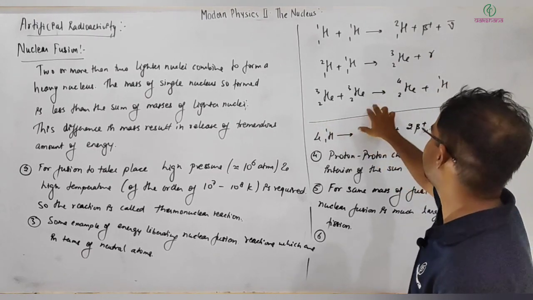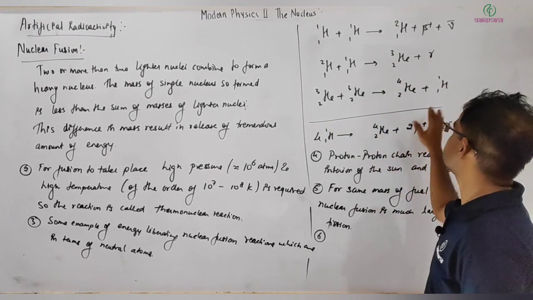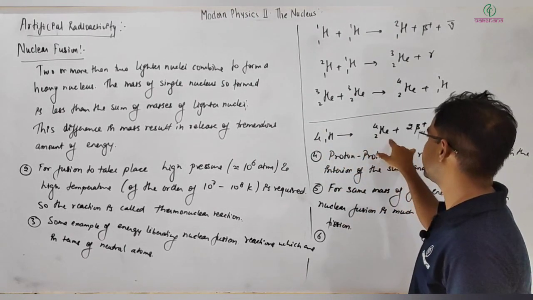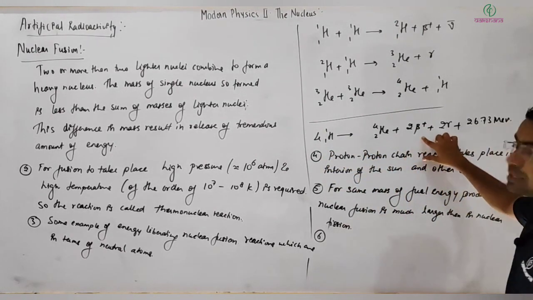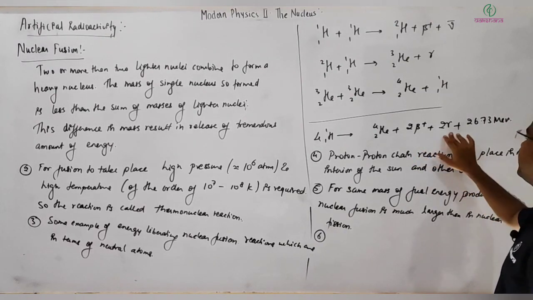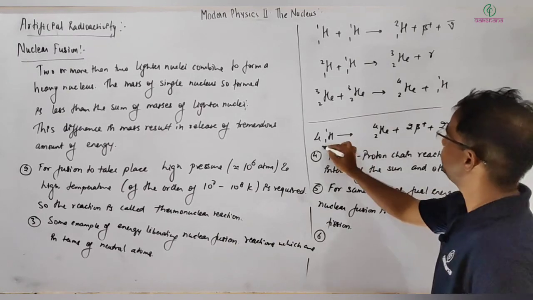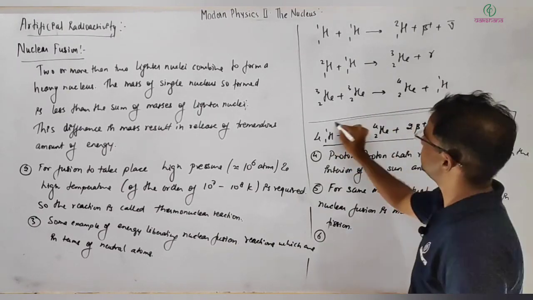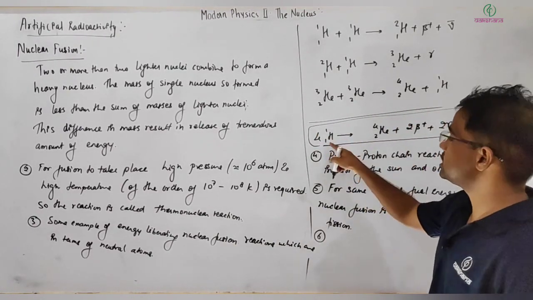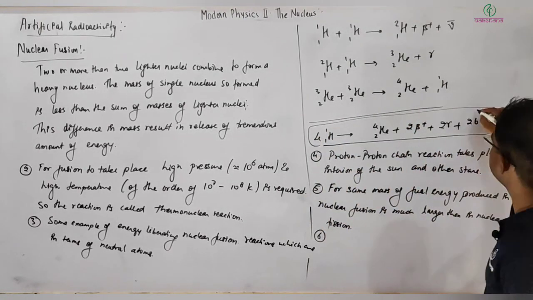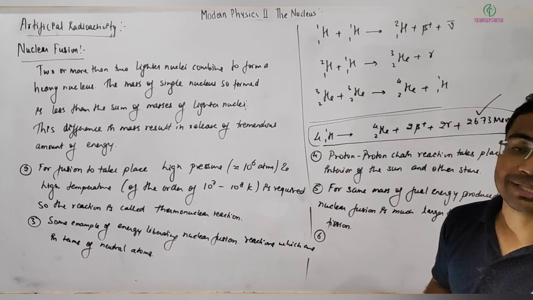these two helium atoms combine and form helium-4 plus 1 proton. Or when 4 protons combine, they form 1 helium plus 2 positive particles and 2 gamma radiations, and 26.73 MeV of energy is released. And you can imagine, the mass of 4 hydrogen atoms is very small, and the energy released is actually very large.